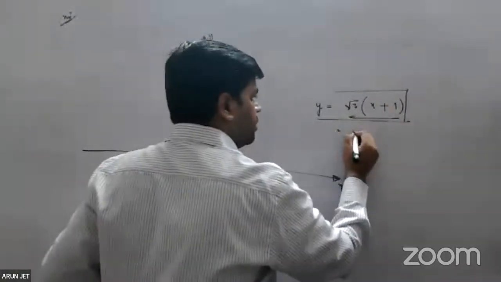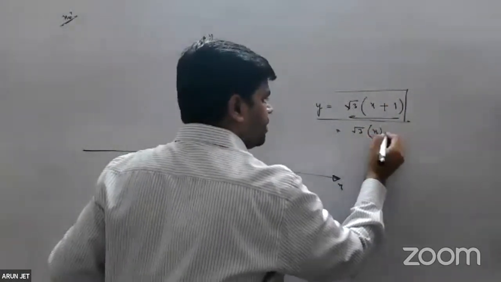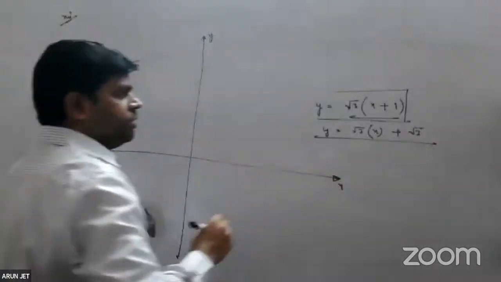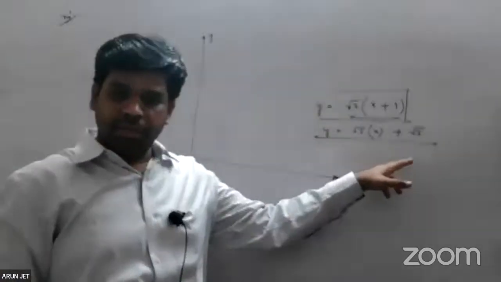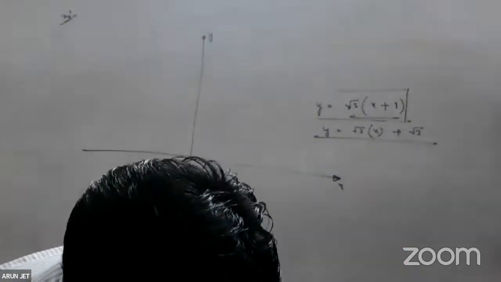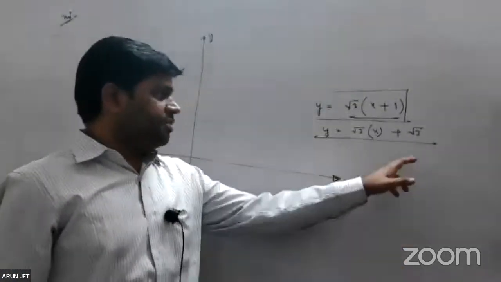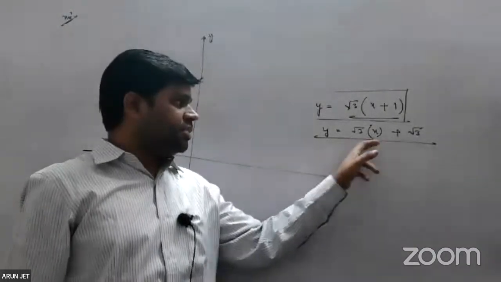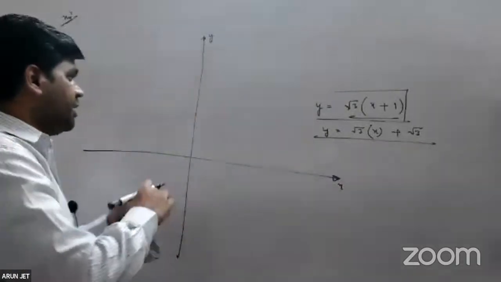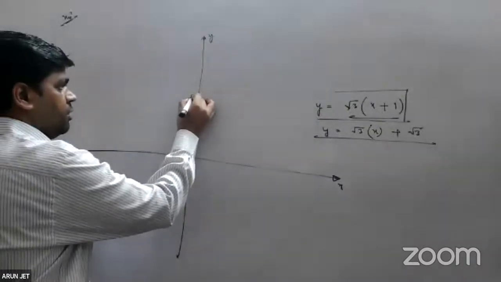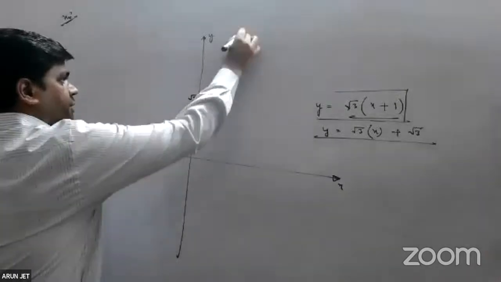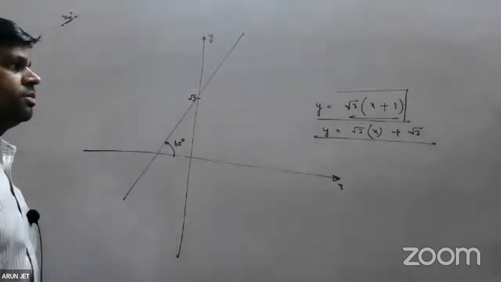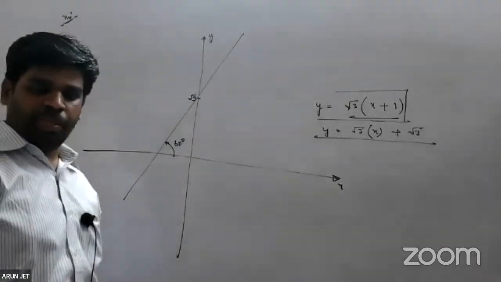So expand it. Root 3 times of x plus root 3. So now the y-intercept is root 3 and the slope is root 3. y is equal to mx plus c. So it will pass through root 3 and make an angle of 60 degrees with the x-axis. All right, that's how we plot straight lines.